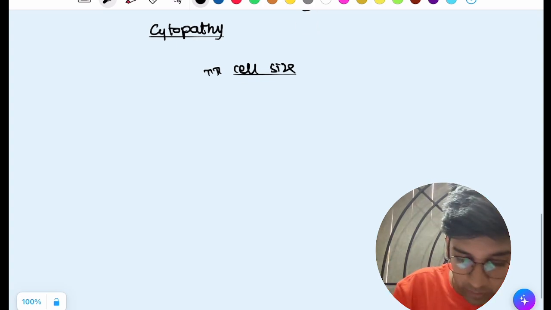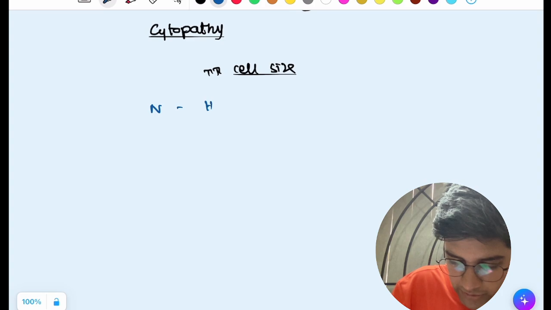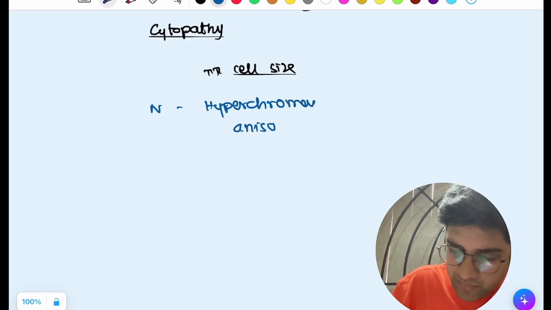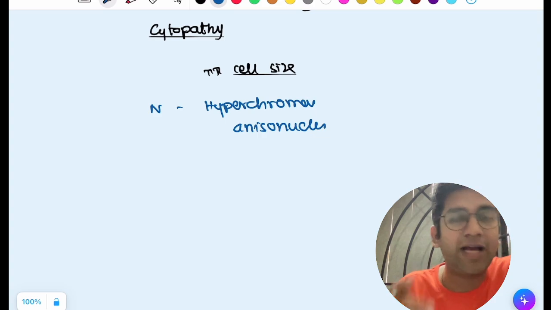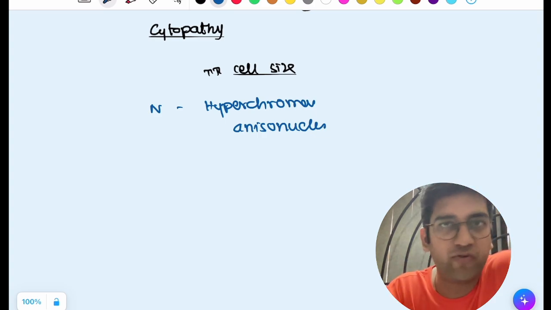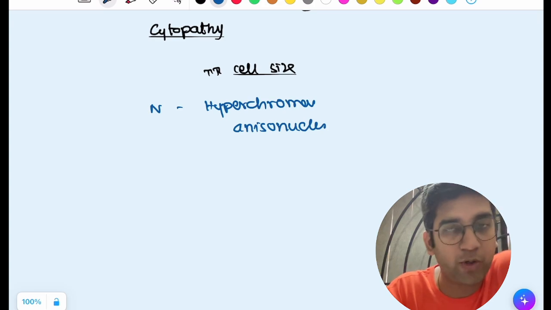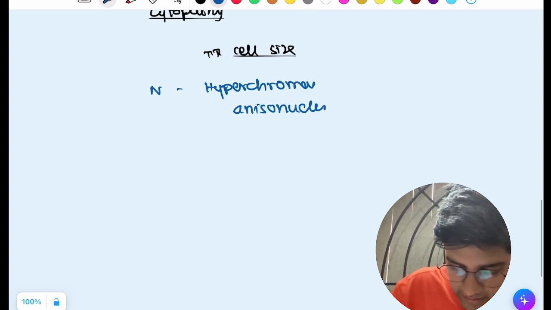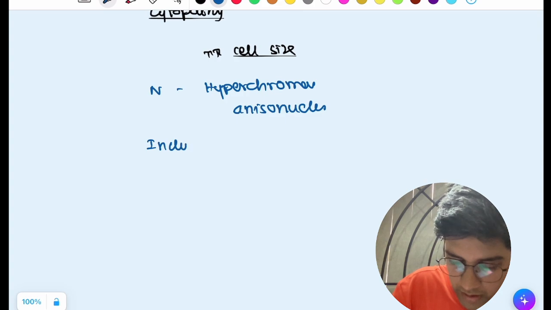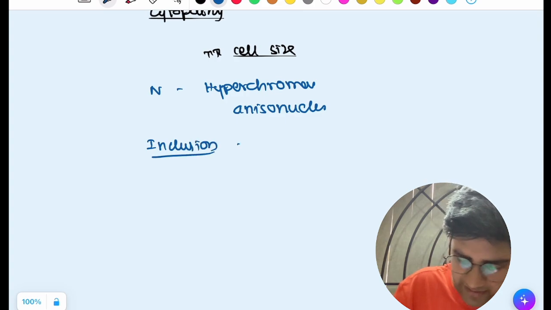Nuclear hyperchromasia: when you look at the nucleus, you will have hyperchromasia. It will definitely look darker, and it'll have anisonucleosis. These are something which I cannot miss. You'll have differences in nuclear size and morphology, and you'll have hyperchromasia as well, right? And then the inclusions. Inclusions are of varied types. I can have multiple things.